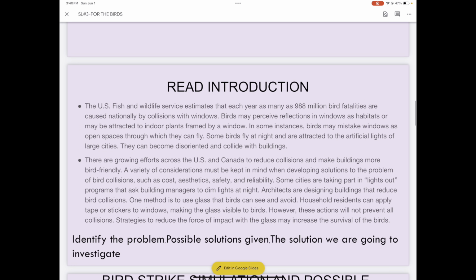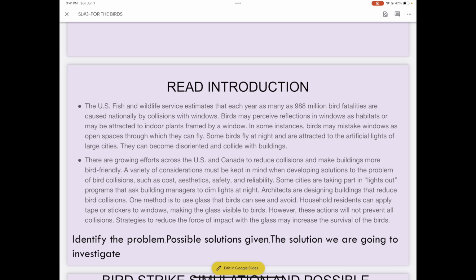So just as an intro, I'm going to leave this up here for you, and you could pause this and read this. But in short, it's saying again that almost 1 billion birds die each year. They perceive their reflection in the window as habitats. They are attracted to plants that they might see indoors. They mistake windows as open spaces that they could fly through. The idea is that the window is confusing to the bird, and it's not clear to the bird that this isn't something that it can fly through, right? It's confusing it. So there are efforts in the US and Canada to reduce these collisions, to make buildings more bird friendly.